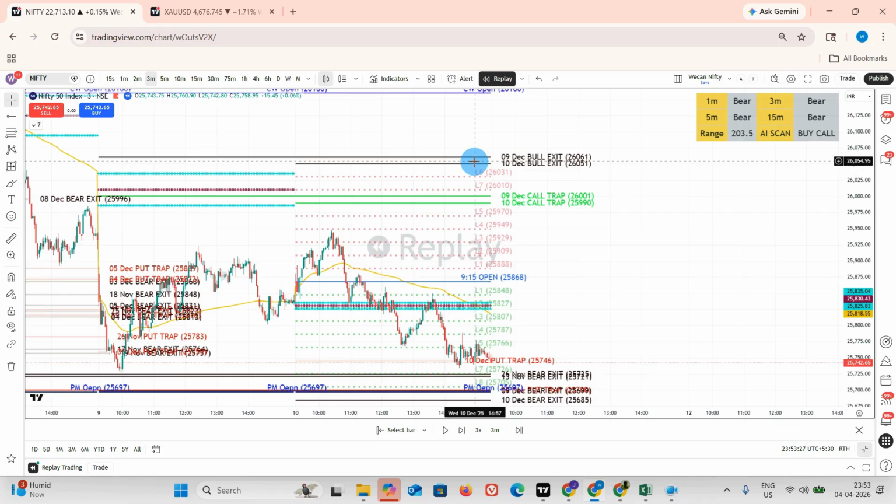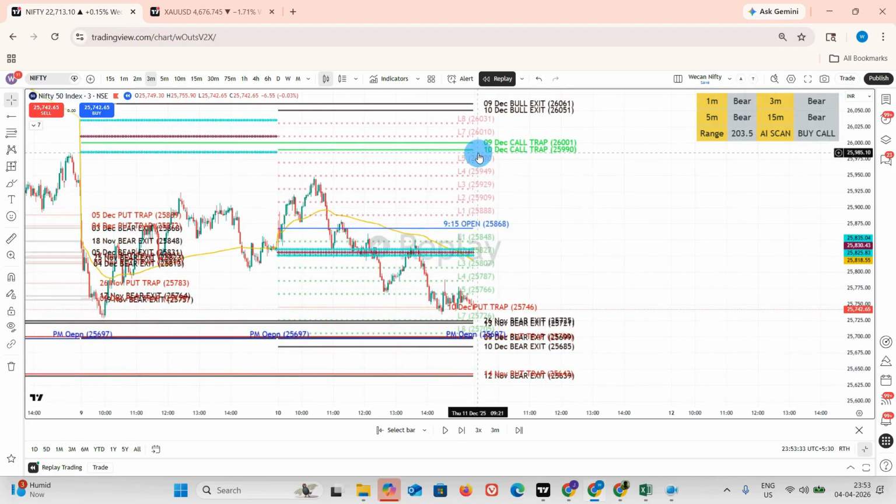So this level shows the institution's footprint. So what is this about? Like the call trap, the bull exit, put trap, and bear exit. So let us understand what this is.